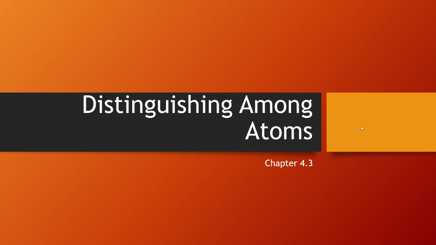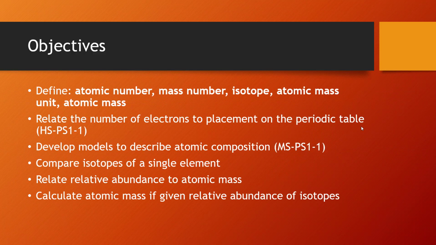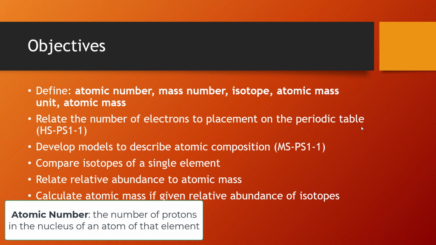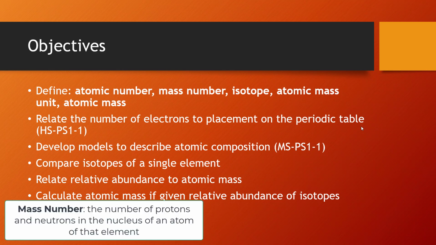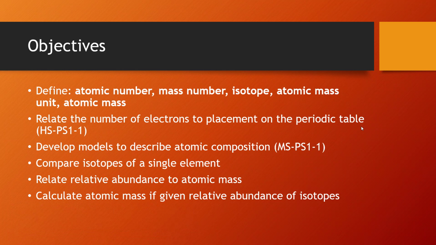This video will be in 2 micro lectures. The first part will cover everything but isotopes, and the second part will cover isotopes. Be able to define atomic number, which is the number of protons in the nucleus of an atom for a given element. Mass number, this is the total number of protons and neutrons in an atom. Isotope, next lecture. Atomic mass unit, next lecture, and atomic mass, next lecture.